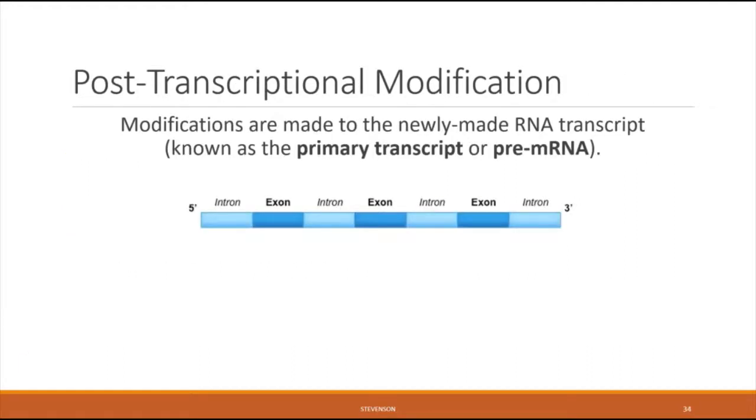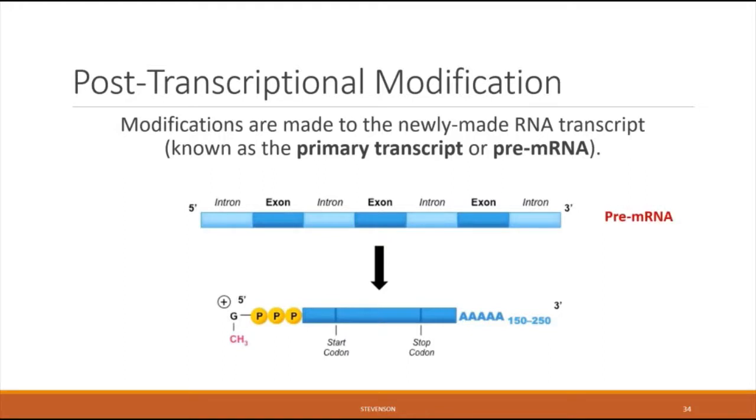So this is what our messenger RNA looks like after it has been transcribed. It is called the primary transcript, or the pre-mRNA, when it is in this form, because it has not yet been edited or had the changes that are necessary made to it. So pre-mRNA is the name for the RNA that comes out of transcription. After it undergoes post-transcriptional modification, then it's just considered mRNA. During post-transcriptional modification, three distinct things happen to the pre-mRNA.